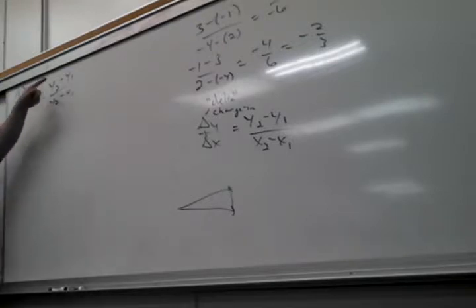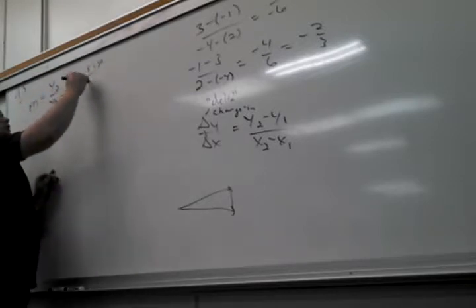So slope is y2 minus y1 over x2 minus x1. And the really cool thing is it's the change in y's over the change in x's, and the change in y's rhymes with rise. So it's rise over run. Sweet.